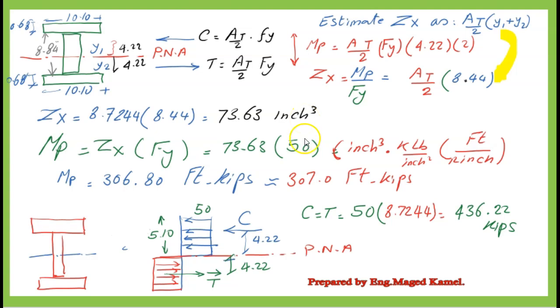The yield stress F sub Y is 50 KSI. The value of M sub P equals 50 multiplied by 73.63. Divide by 12, we get M sub P equals 307 foot kips. The compression force C equals the tension force T. Each equals A total divided by 2 multiplied by F yield equals 436.22 kips.